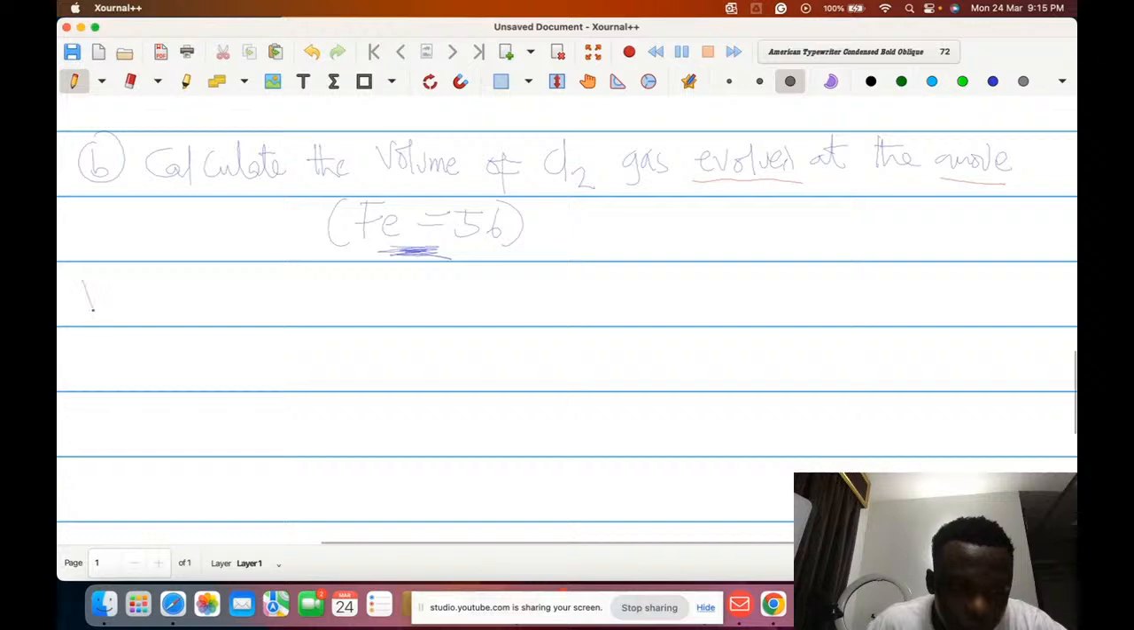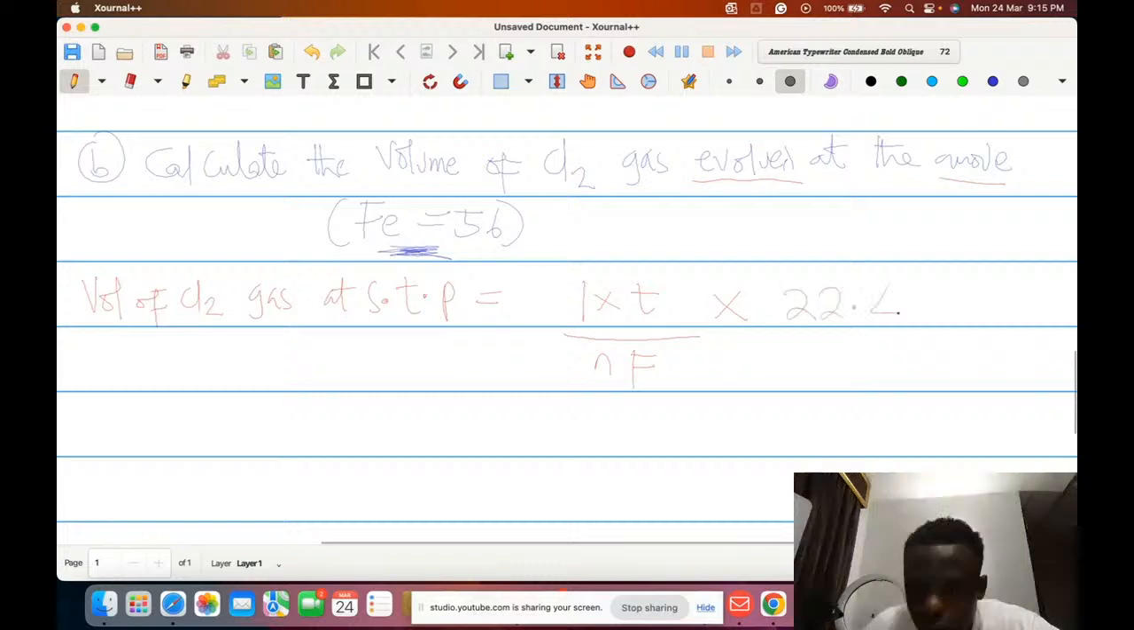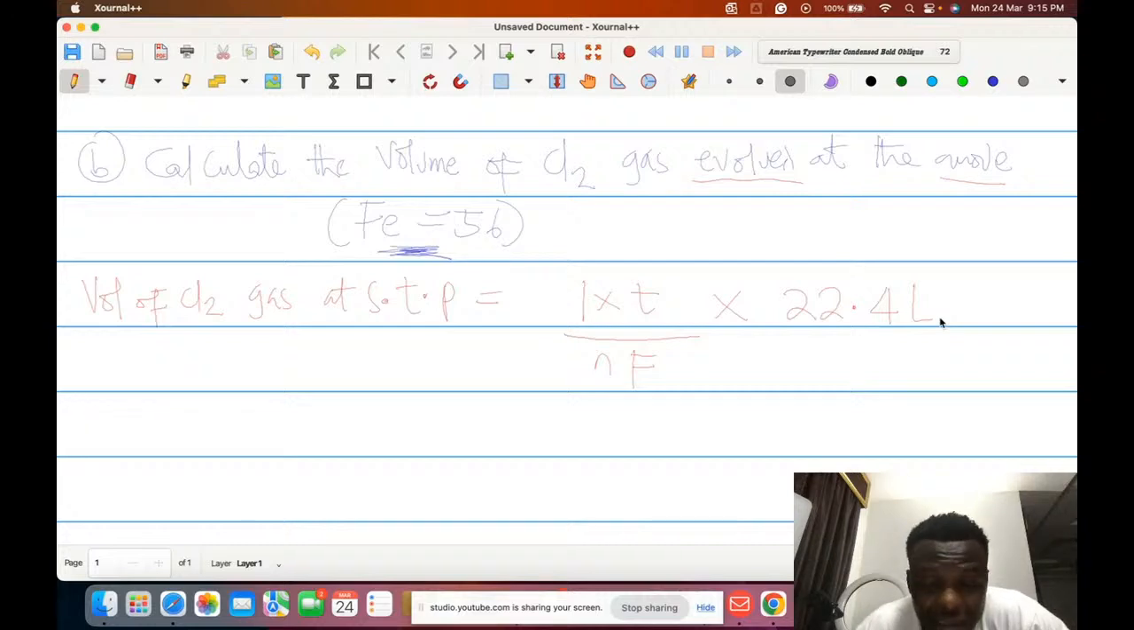So I'll say volume of Cl2 gas at STP is equal to I times T over nF times 22.4 liters. So take note of this formula. Anytime you're asked, just in exams, just adopt this. You get your answer and you go your way. Now, the only difference: the I we used in the first solving is the same I we are going to use.